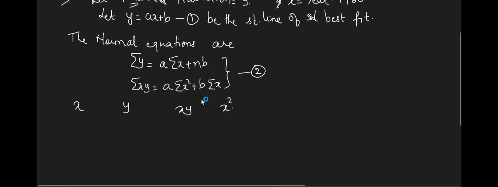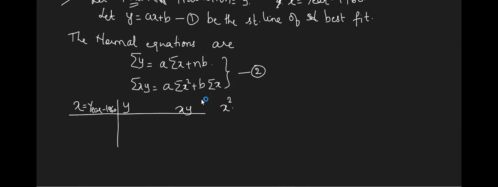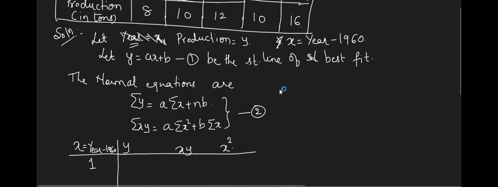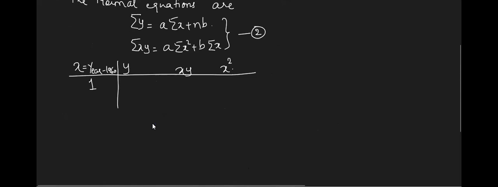Okay, let us take it. So x, I'm taking it as whatever is the year given minus 1960. Correct? Now, the first year given is 1961 minus 1960. What will be the entry then? 1. Similarly, 1971 minus 1960. I'm taking all these years given, 61, 71, 81, all that, and I'm constructing a new variable x here.